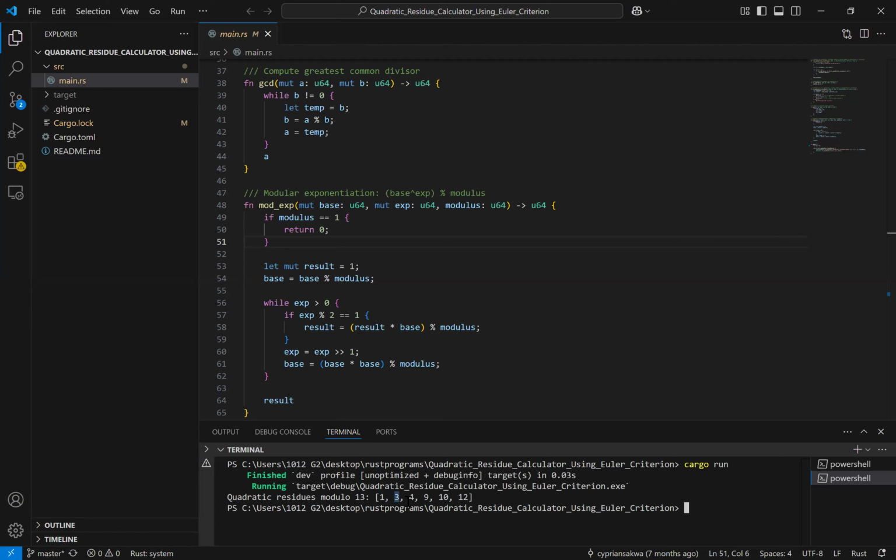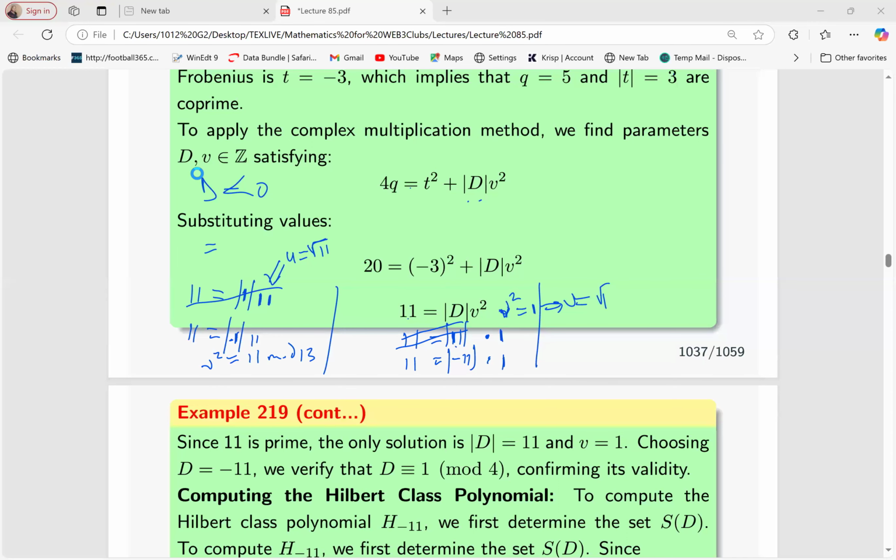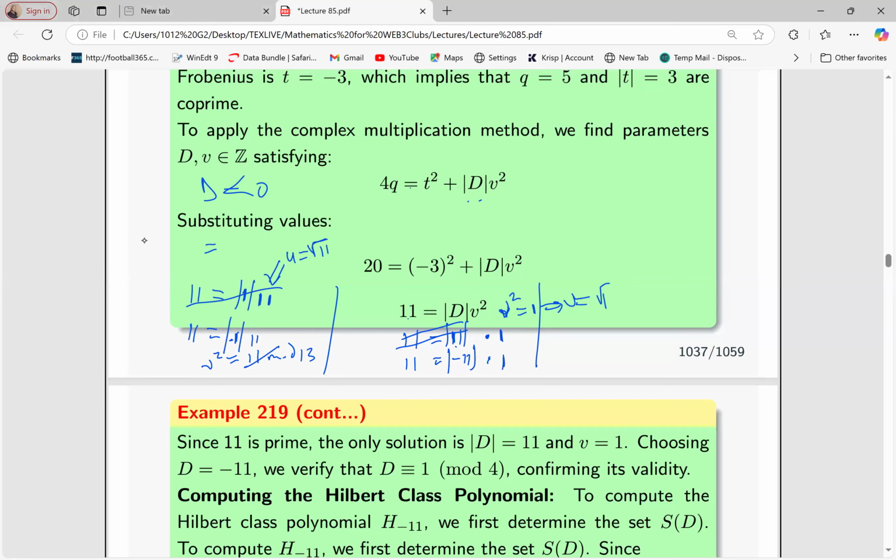Then 3 will have a square root, 4 would have a square root, 9 will have a square root, 10 would have a square root, and 12 itself will have a square root. But 11 does not have a square root. So since 11 does not have a square root, this other option is also not the right option. This option is also not the right option. So we're only left with this one option, that D will be -11, and V square will be 1, which means that V is 1.